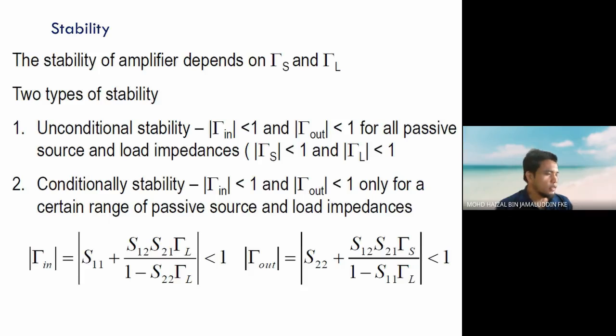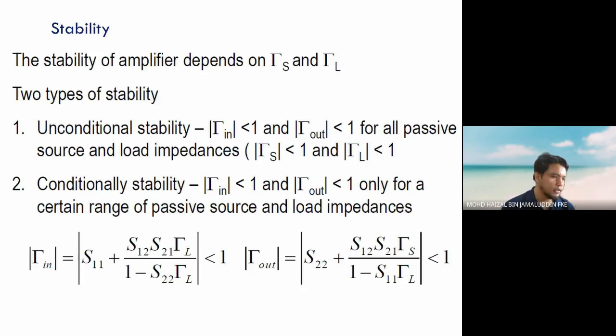Stability circles are defined as the locus in the gamma L and gamma S plane for which gamma in is equal to 1 or gamma out is equal to 1. Basically, on the Smith chart, we need to determine the output and input stability circles: output for the load, input for the source.